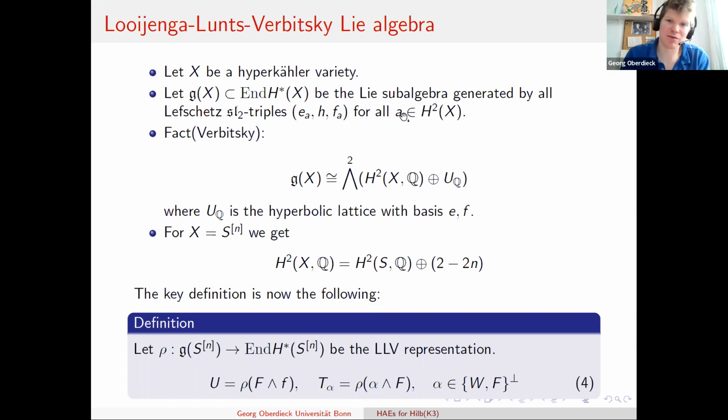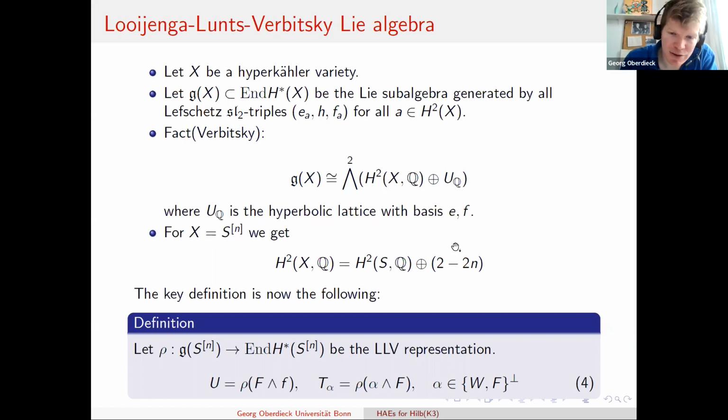So in fact, you get a whole bunch of these sl2 triples, and you just throw them all into your Lie algebra. Then there's a very useful fact by Verbitsky that the Lie algebra you get out is in some sense as small as it can be. It's just wedge 2 of H^2 of your hyperkähler variety. So that's the Beauville-Bogomolov lattice, a lattice with respect to the Beauville-Bogomolov-Fujiki form, plus a copy of the hyperbolic lattice.